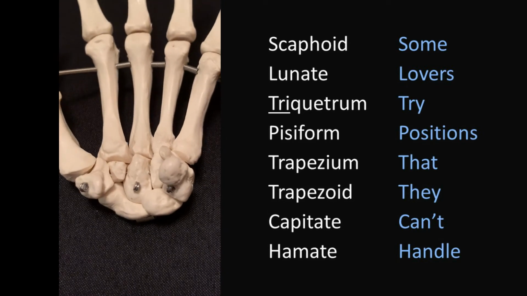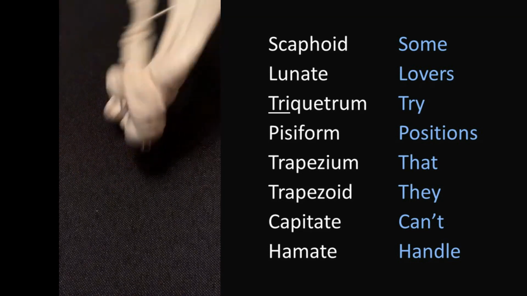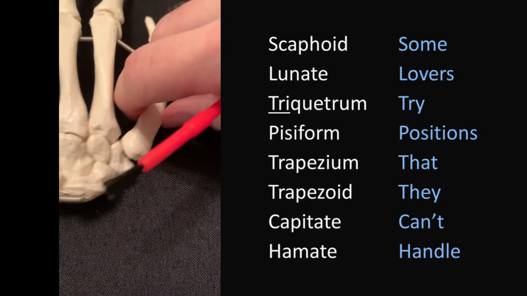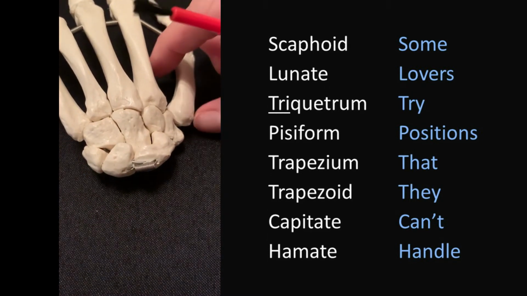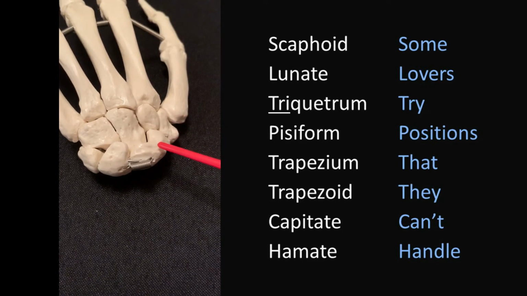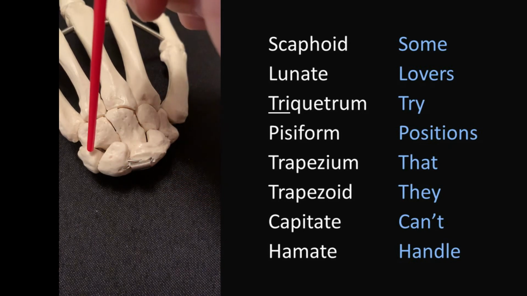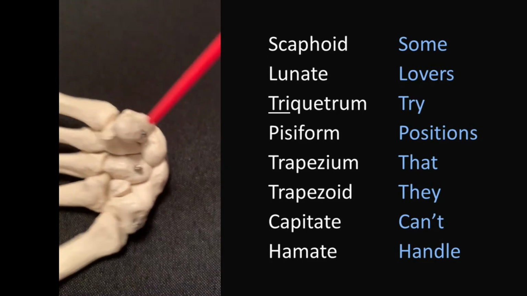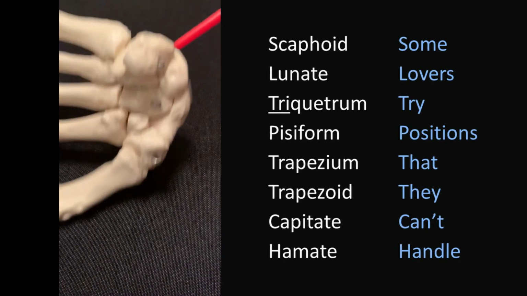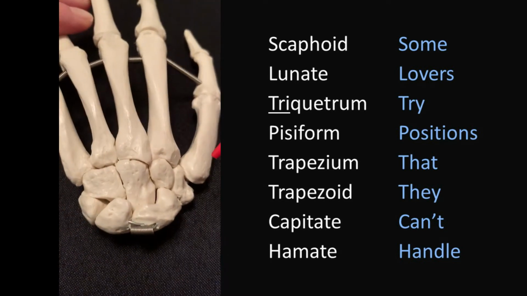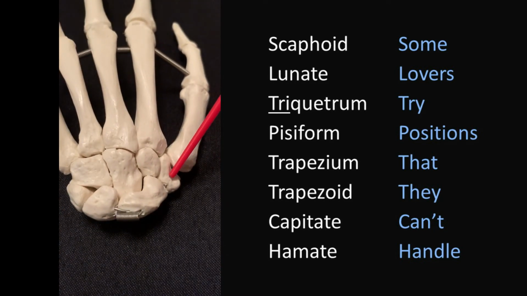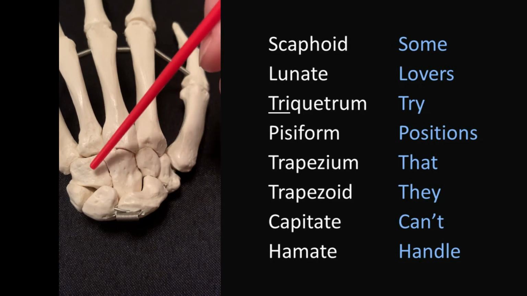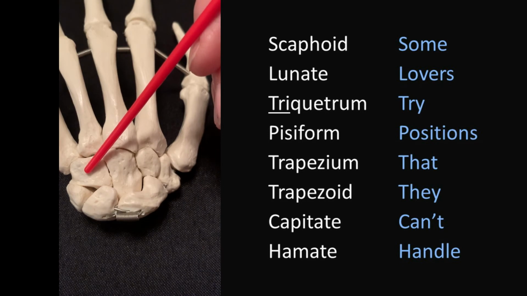Just make sure that you're comfortable identifying these not only from the palmar view, but also from the dorsal view, because they do look slightly different in this case. So for example, here's our scaphoid, some lovers, lunate, triquetrum, but we have to peek at that palmar side before we can see the pisiform. That trapezium, they trapezoid, can't capitate, handle hamate.